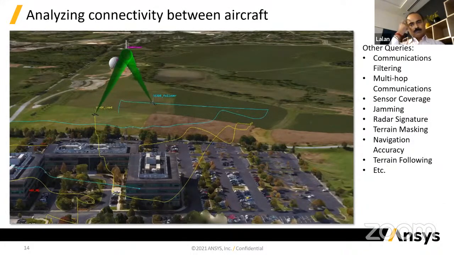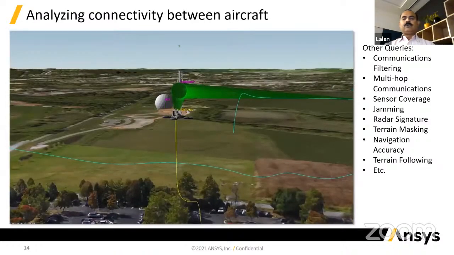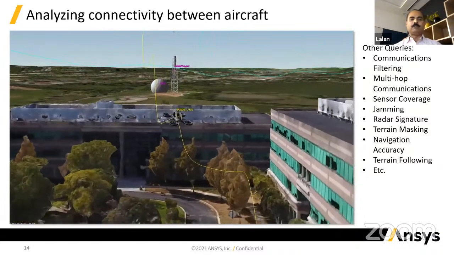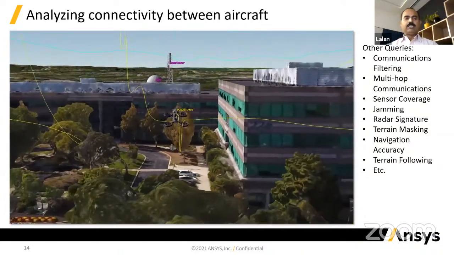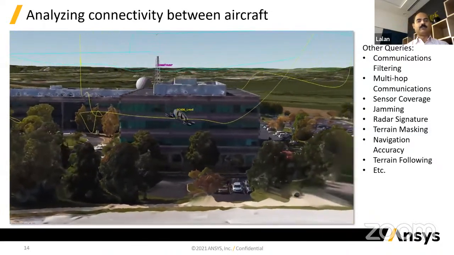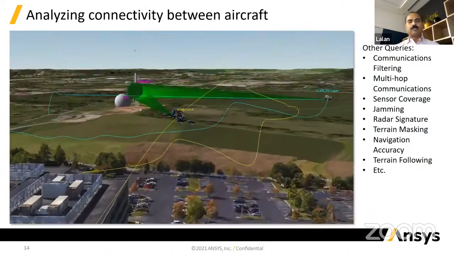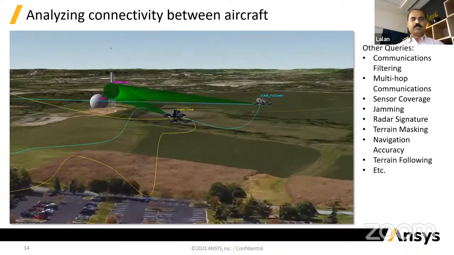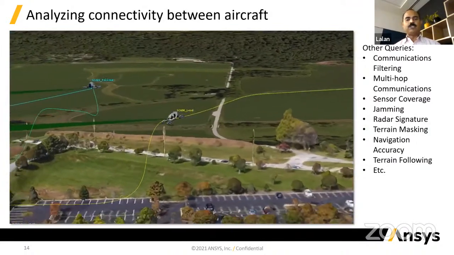So let's run this virtual simulation to evaluate vehicle connectivity. We can see that the vehicles are following the flight path, and also it lost the connection or the communication in some places due to the buildings and various other terrain objects.